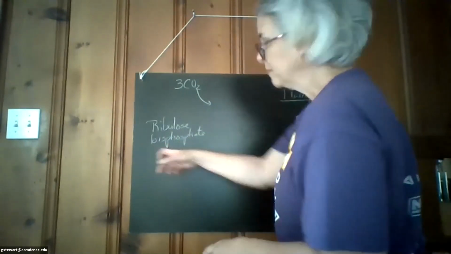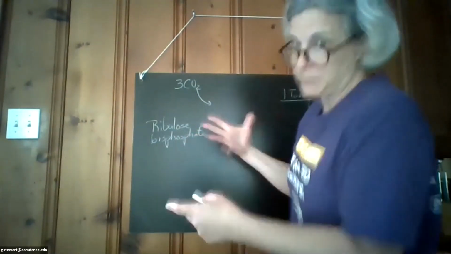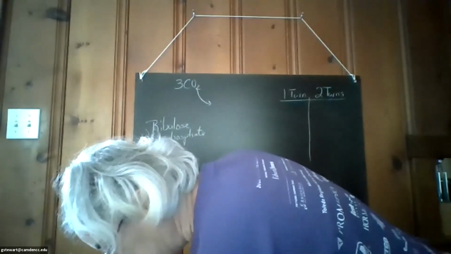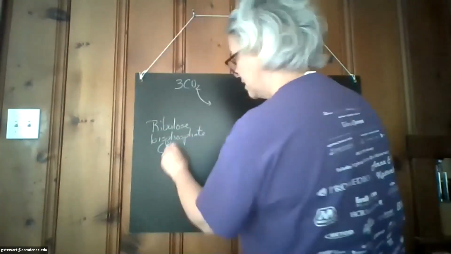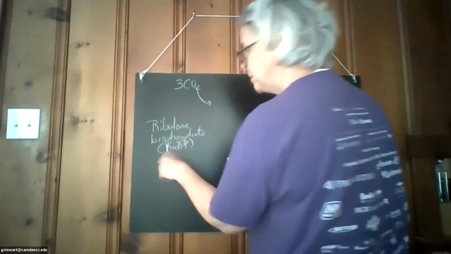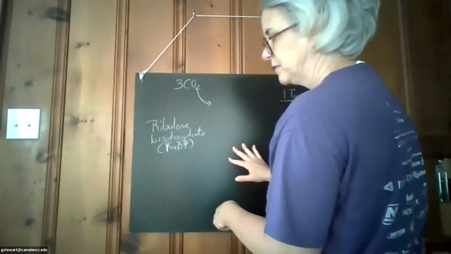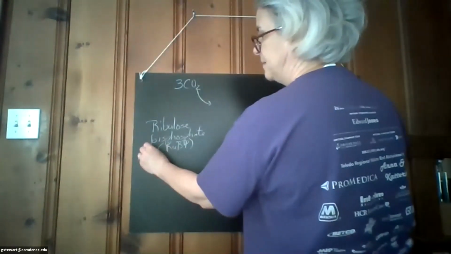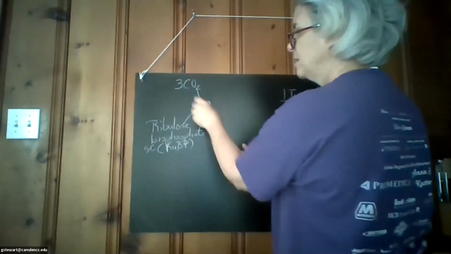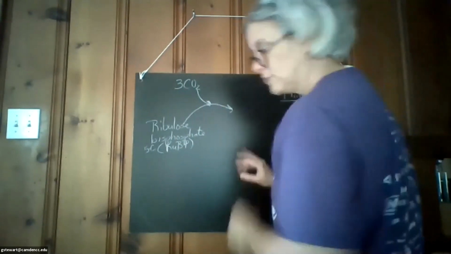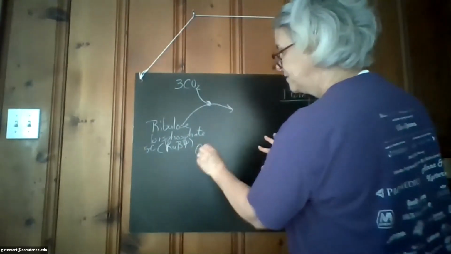Ribulose because it's based on ribose, right? Bis because there's 2, and phosphate because it has phosphates on it. You will see it abbreviated when you go through the exercises, the homework, RuBP, like that. People abbreviate it. This molecule has 5 carbons. It is joined by these incoming 3 carbon dioxides to form the first molecule of the Calvin cycle.